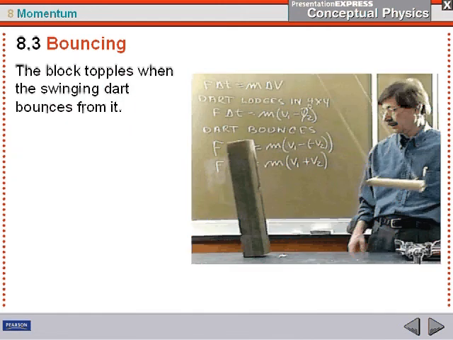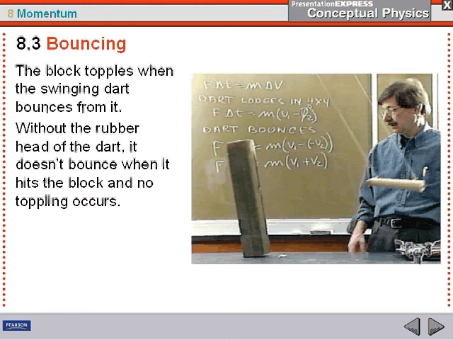This is a demonstration that you see all the time, and I'll show you guys a film of it. If you take a dart that has a spike in it and hit a wood block with it, the block will not topple. But if you hit that same block with a rubber dart so that the swinging dart bounces off of it, the block will fall over because it gets twice the impulse on it.